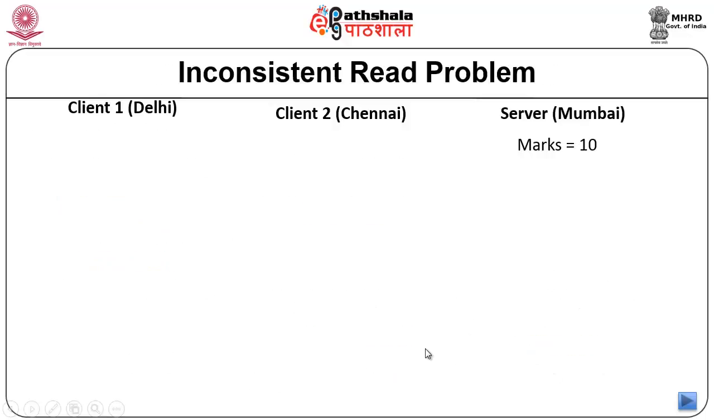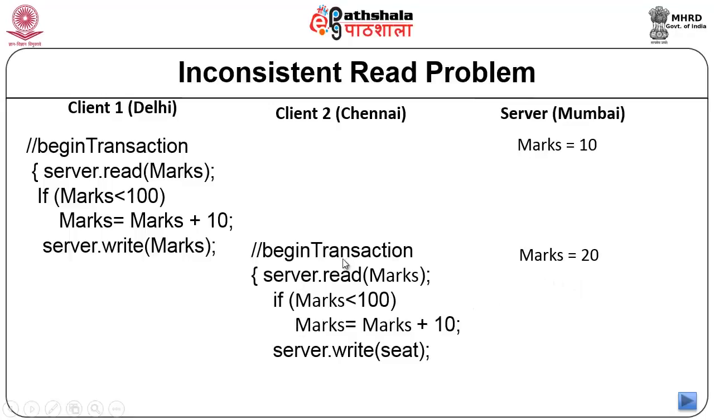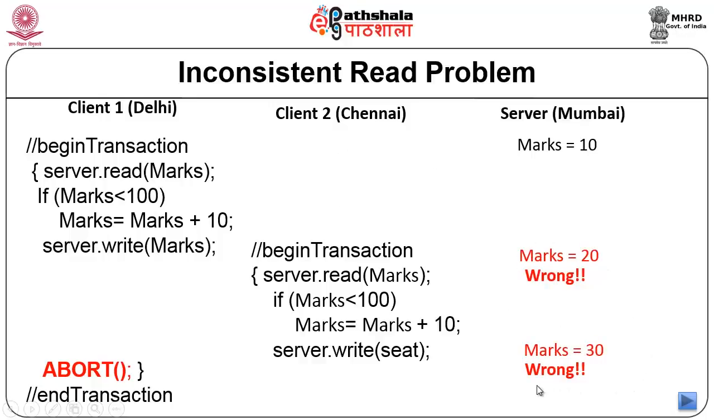So, this is wrong. An inconsistent read problem says that if marks is marks plus 10 and it writes marks 20, and then it says marks is marks plus 10 and it writes 30, then if the first client aborts, the value of marks should go back to 10, and this other client should have made it 20, but we have made it 30 and that is wrong. So, this is called an inconsistent read problem.